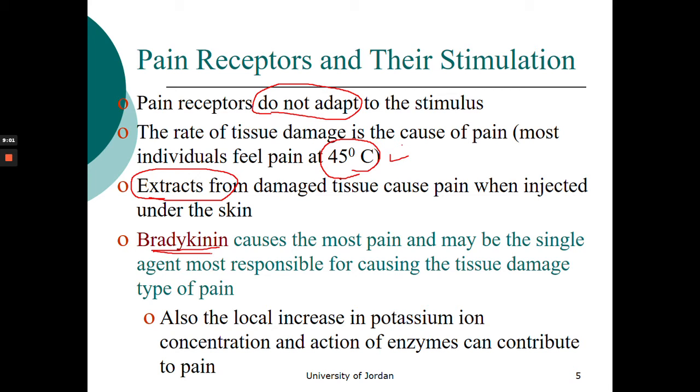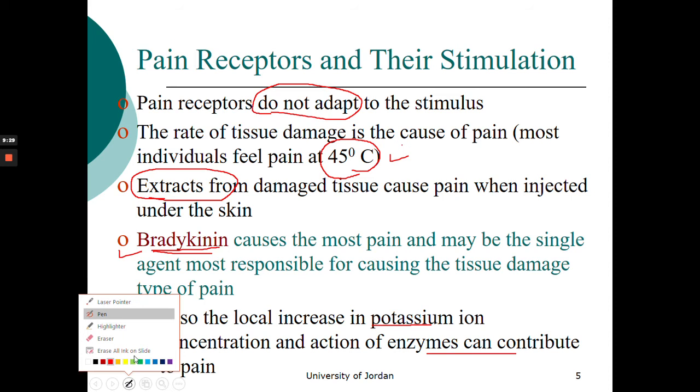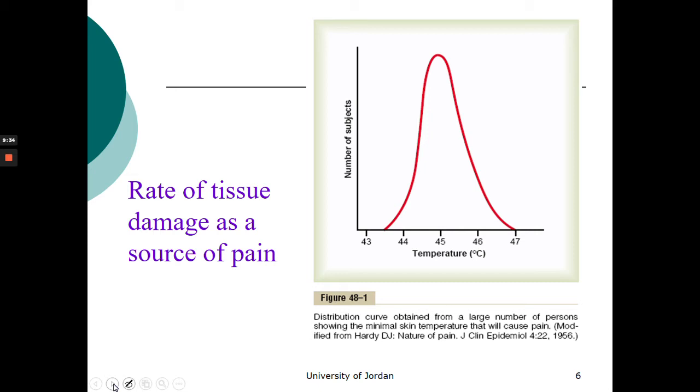Other substances, such as histamine, serotonin, acids, and proteolytic enzymes, do cause pain, but bradykinin is one of the most important ones. Also, a local increase in potassium concentration and the action of enzymes contribute to pain too. Acids can also excite. These are the chemicals.